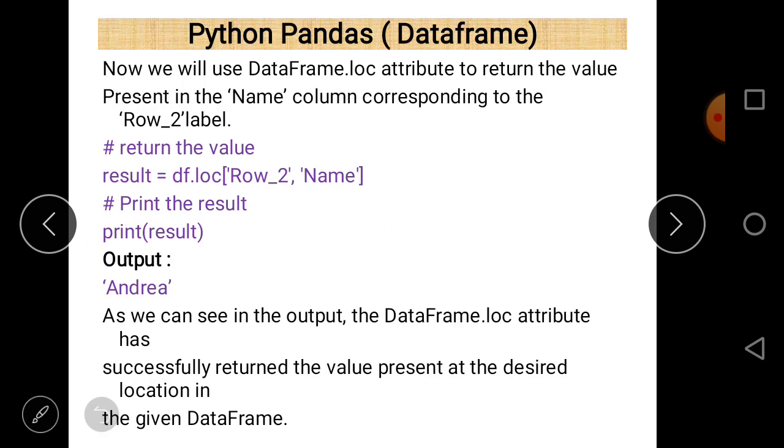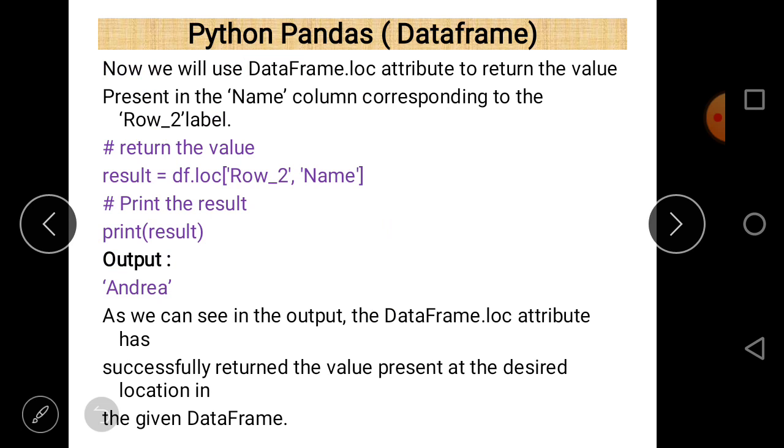Now if we use the dataframe.loc attribute, what happens? There is a variable named result, and we write result and assign it the value df.loc[row_2, name]. So row 2 is the name of the row and name is the name of the column.